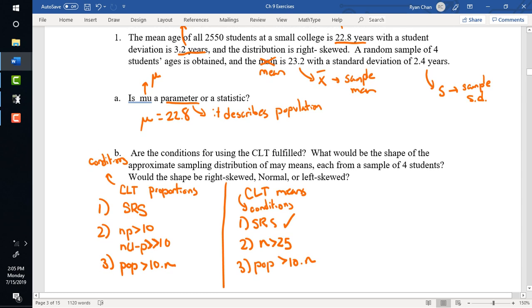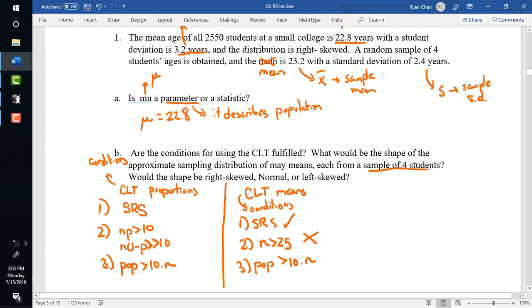So part B, if we have a sample of 4 students, notice we actually violate the second rule. The second rule means my sample must be greater than 25, okay? Why is this important? You want to have a large sample size, because if you don't, you can't use central limit theorem. And remember, what does central limit theorem do? It takes any distribution and normalizes it.